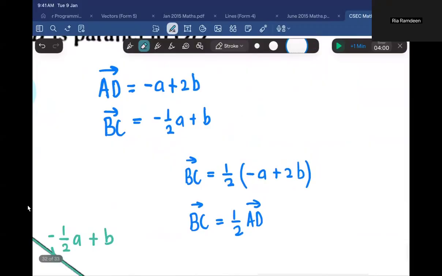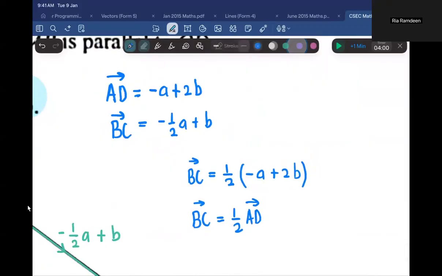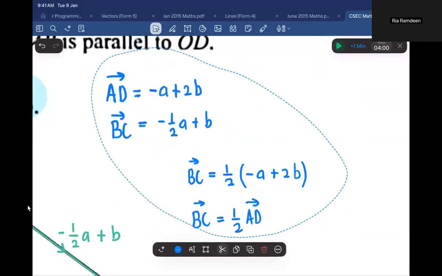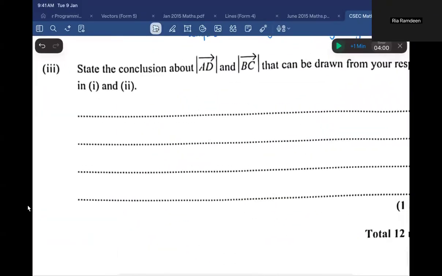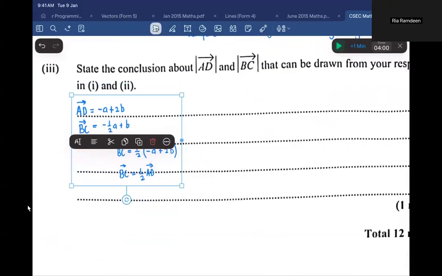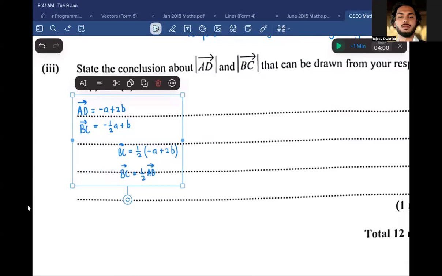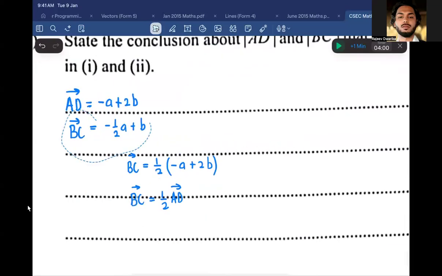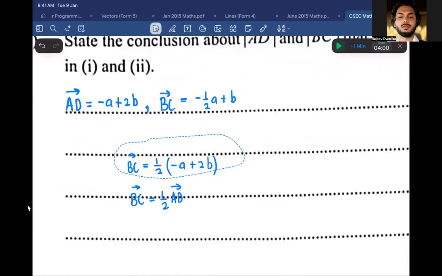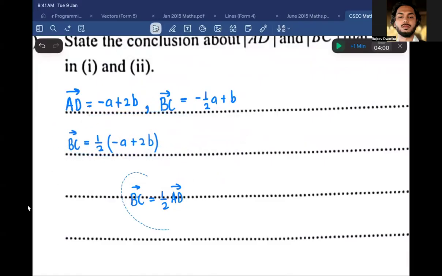So that's the preferred method. You understand that? Yep. Not confusing at all, right? Nope. Okay, good. So you don't have to find magnitude or anything, granted you could if you want. That's why it's just 1 mark, because you just had to show that according to the ratio it's a half. So BC is just a half of minus A plus 2B when you factor out the half, which is just equal to a half AD.